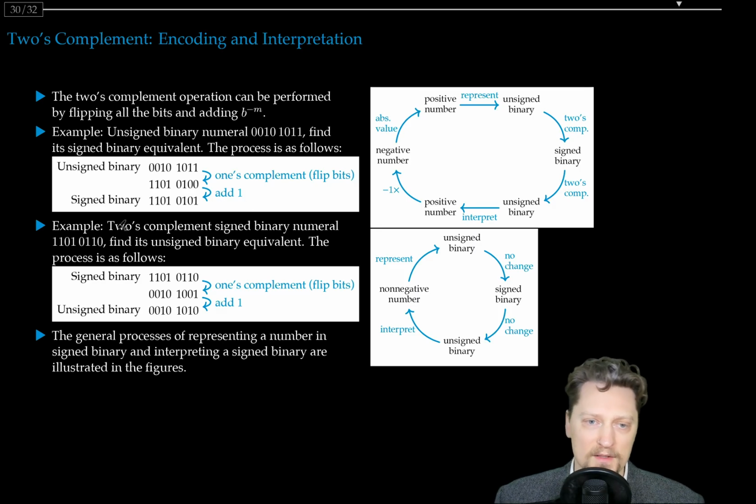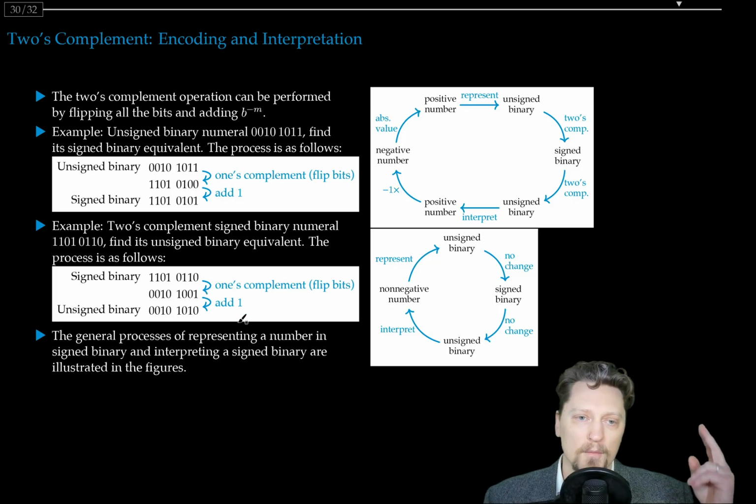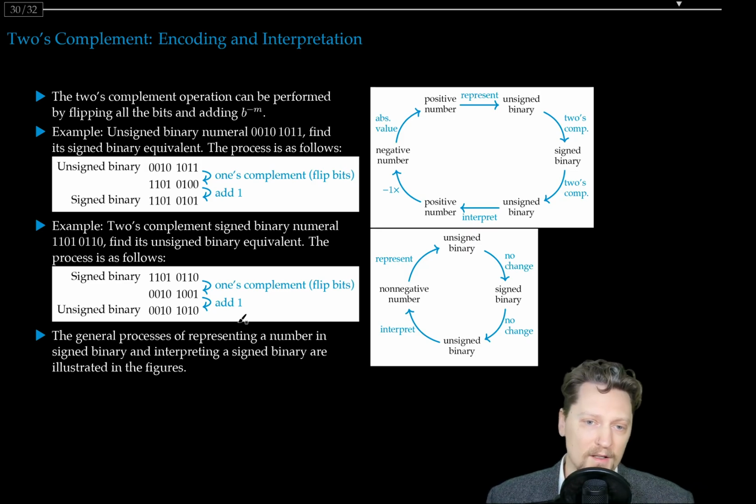Now we're in the signed binary. Here's a second example: find the unsigned binary equivalent of a 2's complement signed binary numeral. So we start with this signed binary, we do the 1's complement, we flip the bits, and we add 1. We get to unsigned binary. To go from unsigned to signed and from signed to unsigned, it's the same process because the complement is its own inverse.